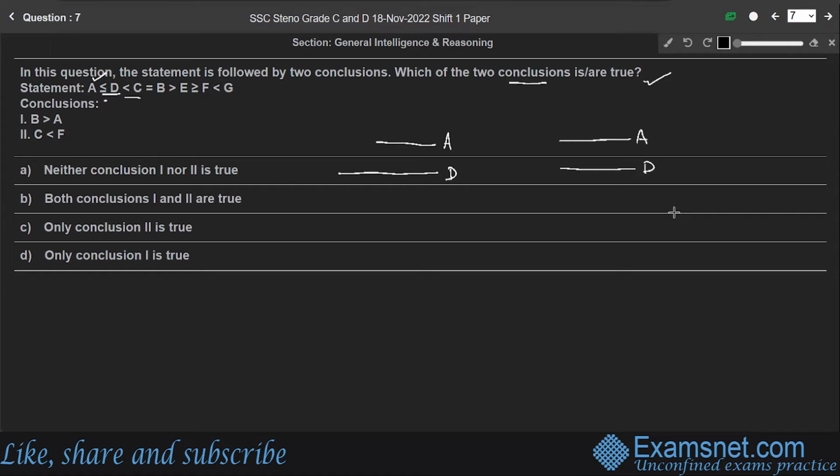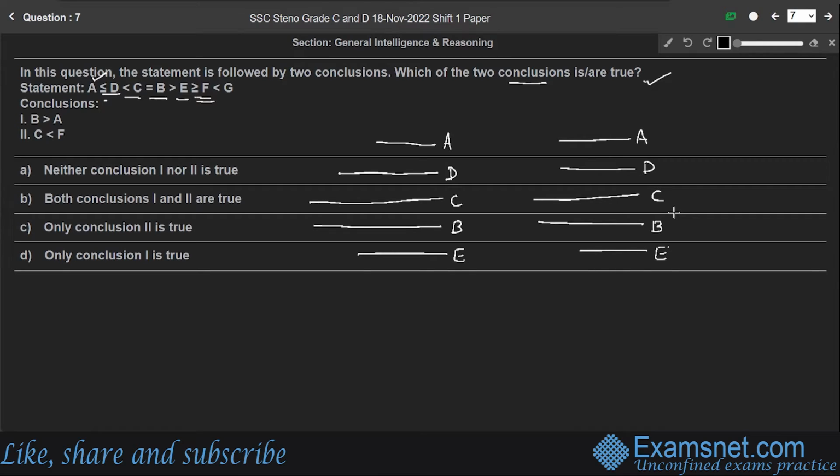So next, D less than C. So D is strictly less than C in both the cases. Then C is equal to B, moving further. So C and B lines are equal. So in both the cases, B is strictly greater than E. So we'll consider a line E which is less than B. E greater than or equal to F. So in the first case E is greater than F. In the second case E is equal to F. And F is strictly less than G. So we'll consider a line G like this.